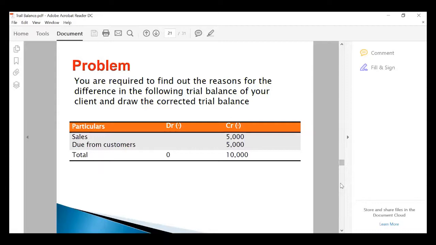Here sales. Sales is an income. It's on the credit side. That's okay. This is okay. Due from customer is a debtor. Debtor should come in which side? It should come in debit side. So this is wrong. Due from customer, debtor, it should be on the debit side. What is the question? You are required to find out the reason for difference in trial balance of your client. Draw the corrected trial balance. Let's see the answer.